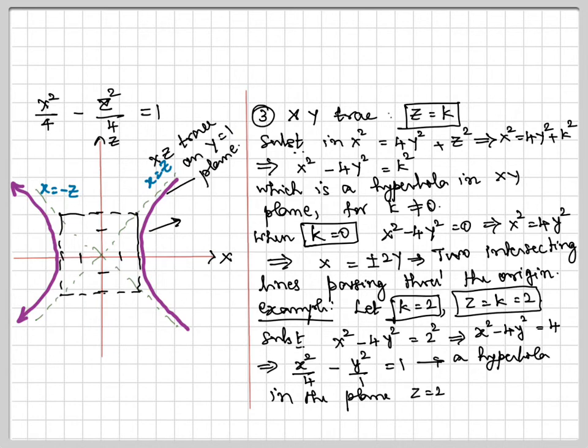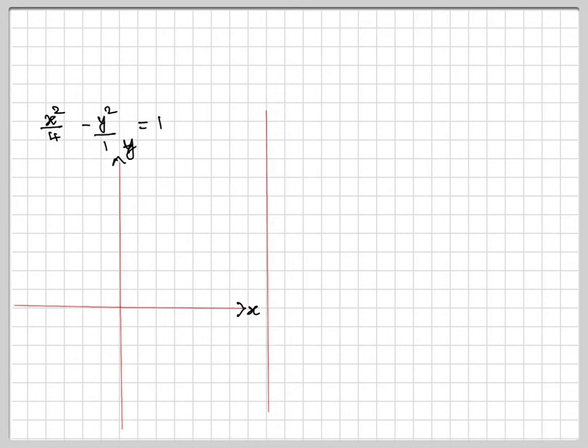So it's a hyperbola in the plane z equal to 2, this is just an example. So every horizontal trace is going to be a hyperbola. So you get a family of hyperbolas in the horizontal planes. Now x squared over 4 minus y squared over 1 equals 1. We will trace this in the xy plane, a two-dimensional trace. So we consider only the xy plane, or parallel to the xy plane at a distance z equal to 2.